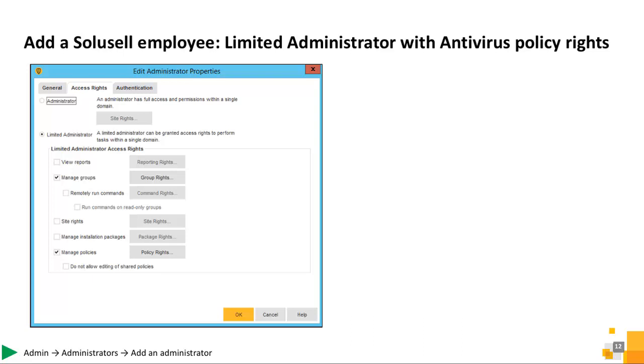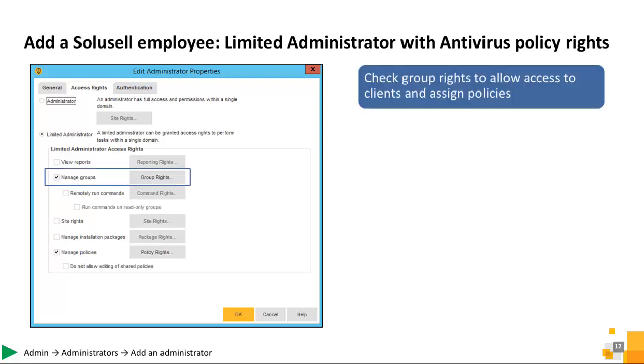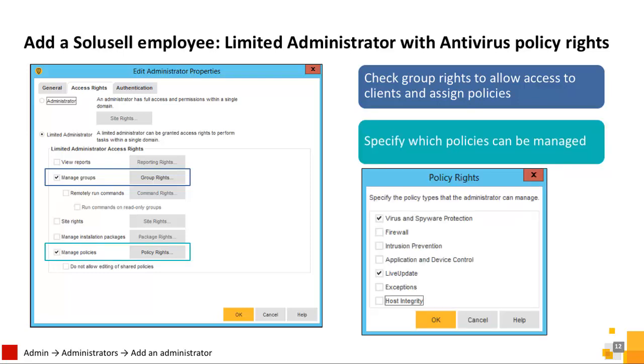This slide shows an example of creating a limited administrator with policy rights who manages specific Symantec Endpoint Protection policies. The administrator requires group rights to be enabled before applying policies to the specified groups.